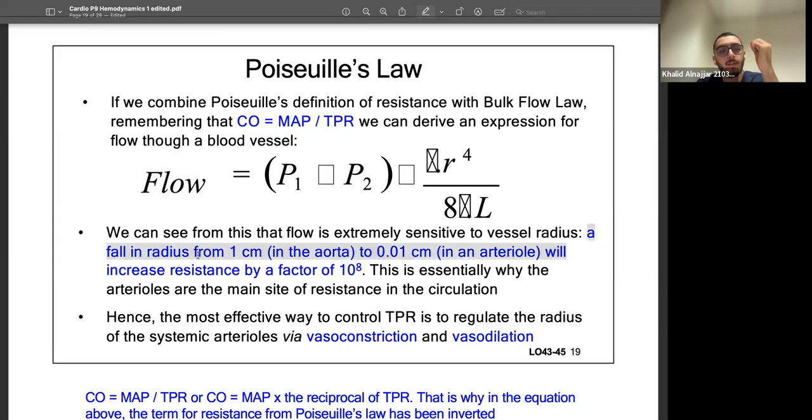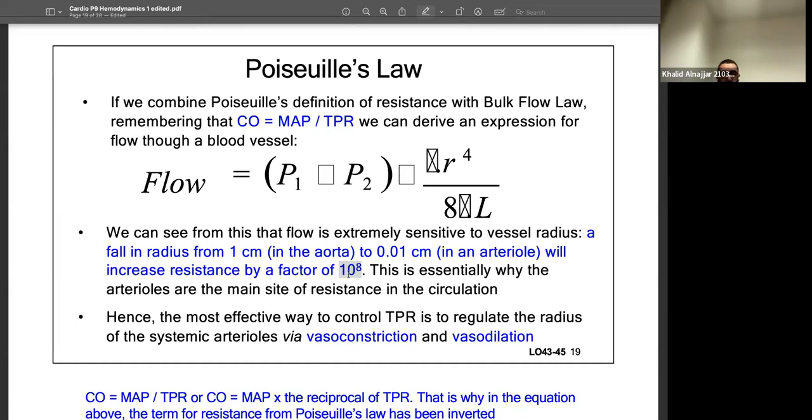A fall in radius from 1 centimeter, which is, for example, in the aorta, to 0.01 centimeter in the arteriole, will increase the resistance by a factor of 10 to the power of 8. If you try to solve this equation using numbers instead of these letters, with numbers denoting a fall in the radius from 1 to 0.01, the resistance will change by a factor of 10 to the power of 8.